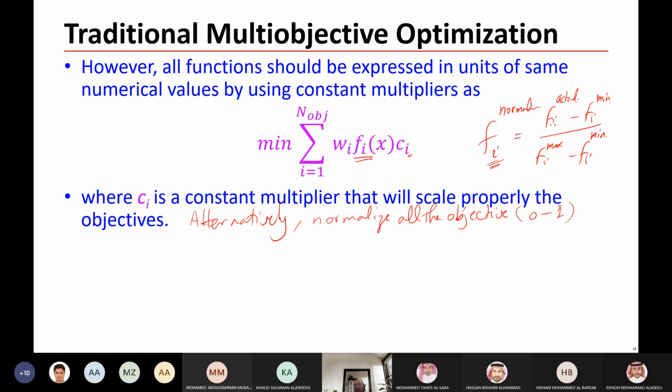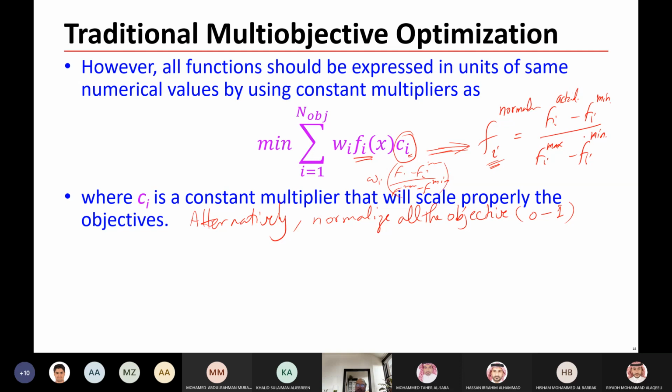If fi is equal to fi minimum, it becomes 0. If it is equal to the maximum, this becomes 1. In between, you have a value between 0 and 1. So instead of this scaling factor, you can have the normalized objective function as such. So it becomes now wi times fi minus fi minimum over fi maximum minus fi minimum.